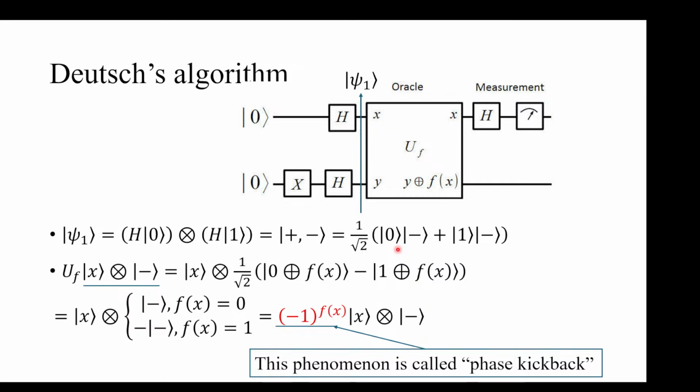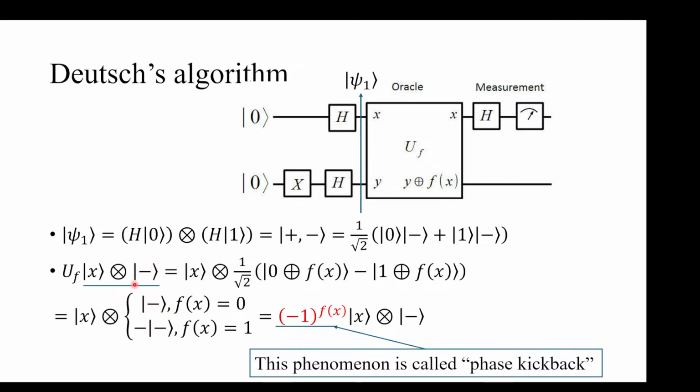Now you can just think case by case about what happens when f of x is 0 and 1. Because we have a Boolean function, f of x can only be 0 or 1. Obviously when f of x is 0, nothing really happens, so the second register will just stay as a minus state.